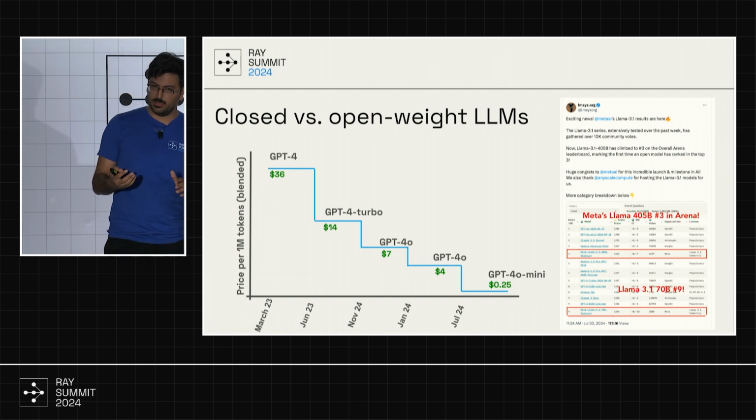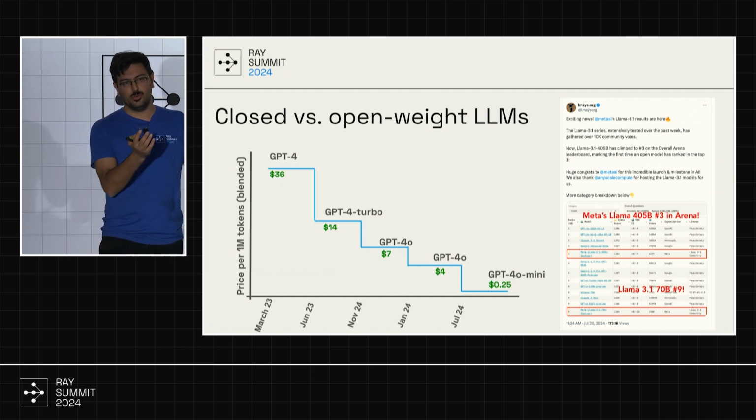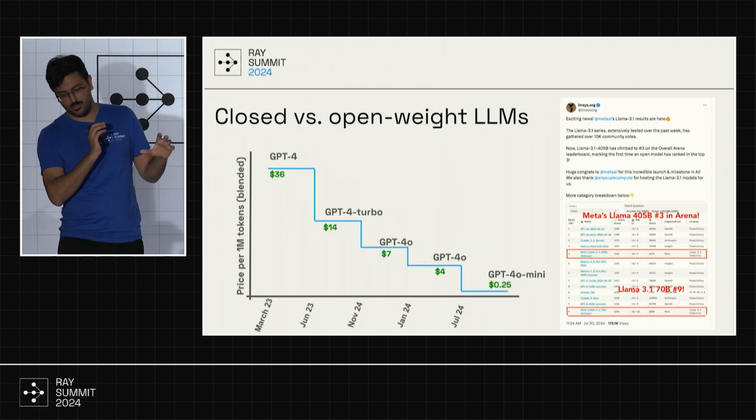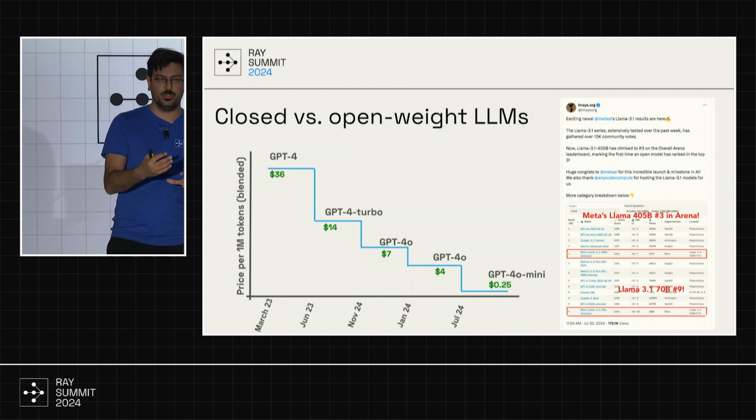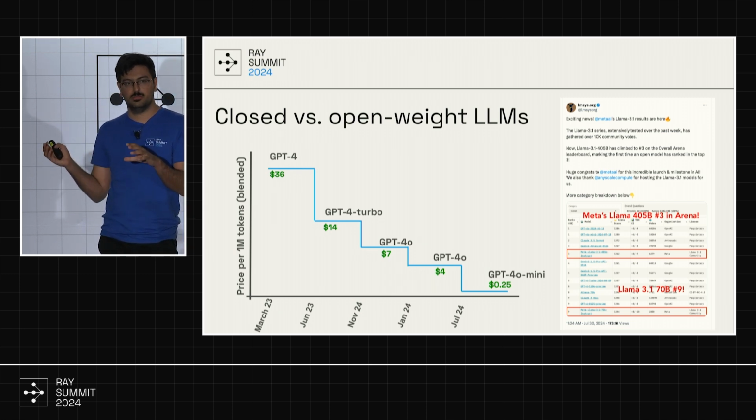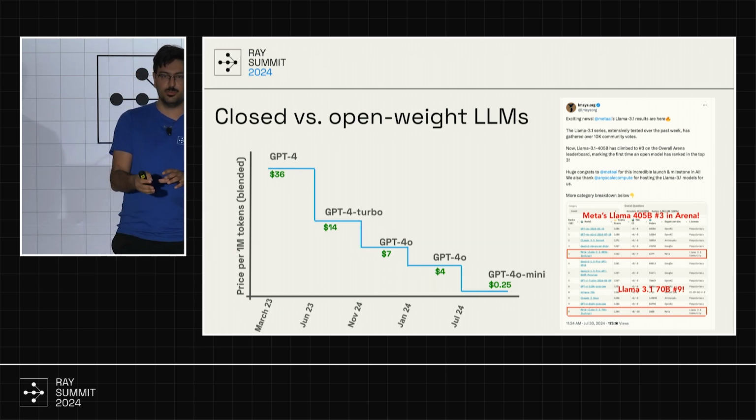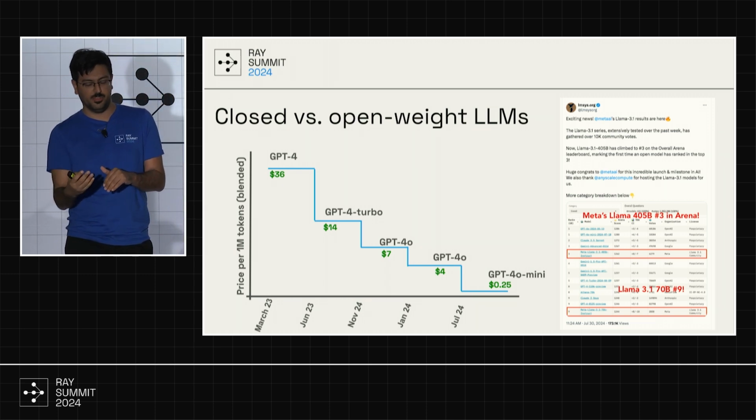So it's hard to justify: if OpenAI is providing APIs that are very robust, reliable, and getting cheaper, why should we think about self-hosting our own open models? That's a very valid question that is actually getting harder to justify.